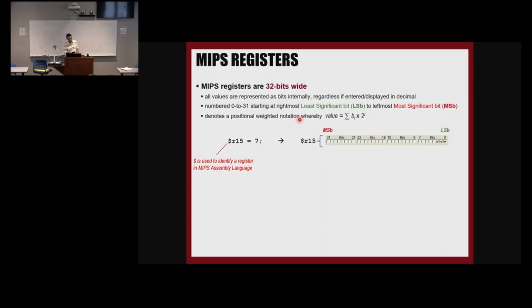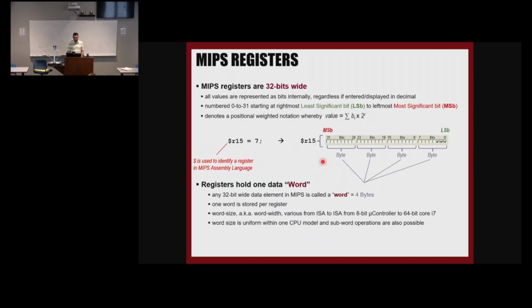We have 32 bits starting from 0 to 31. This is called least significant bit, and this is the most significant bit. And the reason is that if we have a 1 here, this is going to be multiplied by 2 to the 0. If we have a 1 here, it's going to be multiplied by 2 to the 31. So it has more significance.